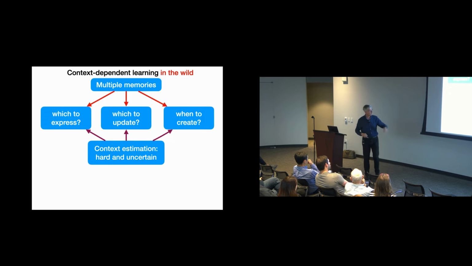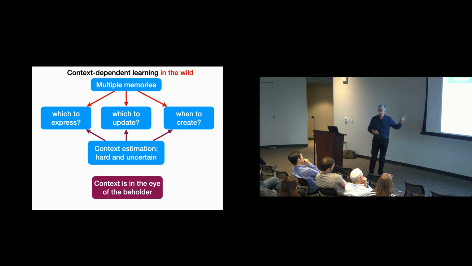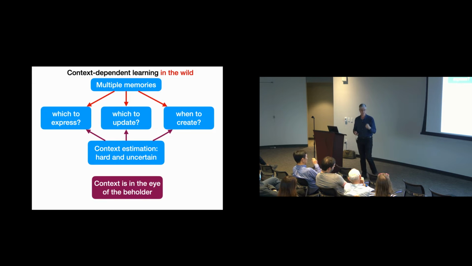Okay? So context estimation is done. But a critical thing is that context is totally in the eye of the beholder. There's no objective measure of context. That contingencies exist. They're a physical thing in the world in some sense. But what you assign to a context, what I assign to a context, is totally subjective and depends on your brain or your animal's brain.